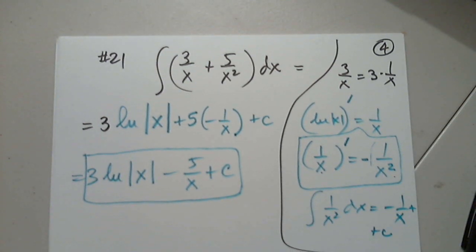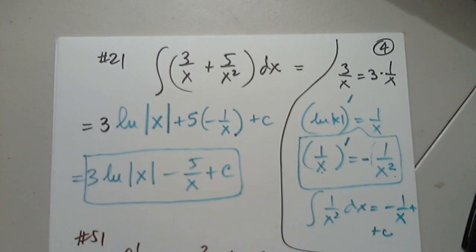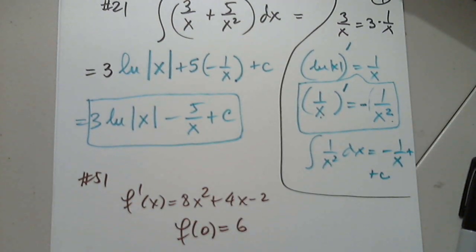Can anyone pick a problem from these, 47 through 56? Is anyone with me? 51. Okay, 51. Very good. Let's pick 51. So we have f prime of x equals 8x squared plus 4x minus 2. And we are told that f at 0 equals 6. Perfect pick. Thank you. So we are asked to find f of x.